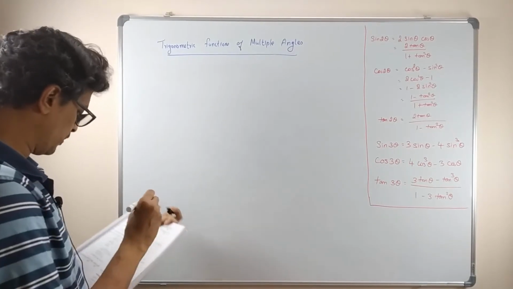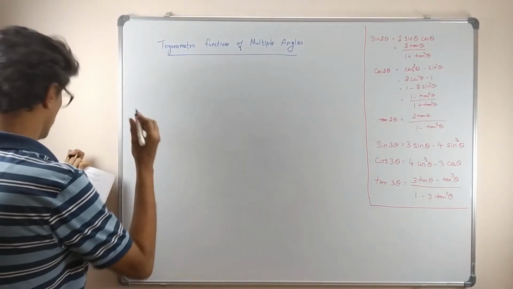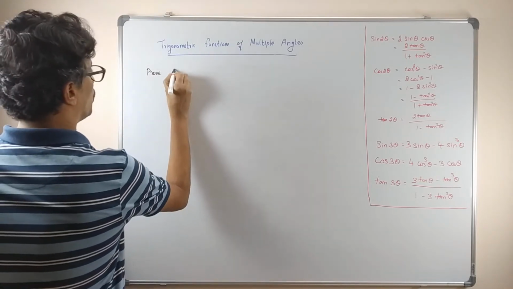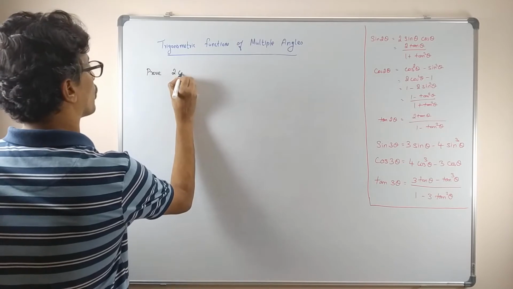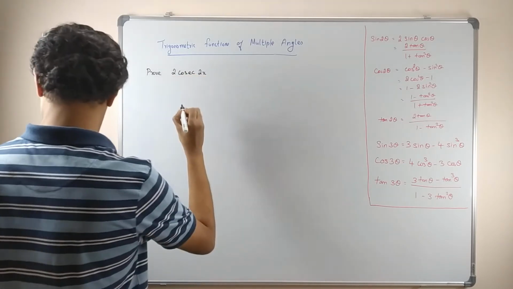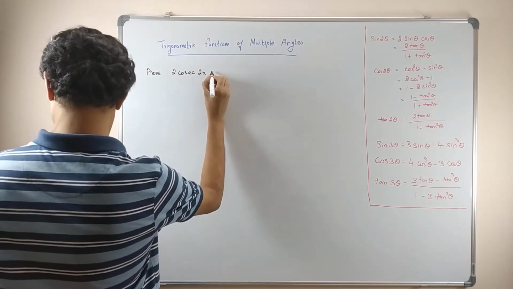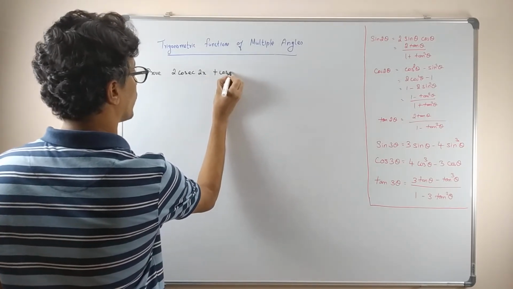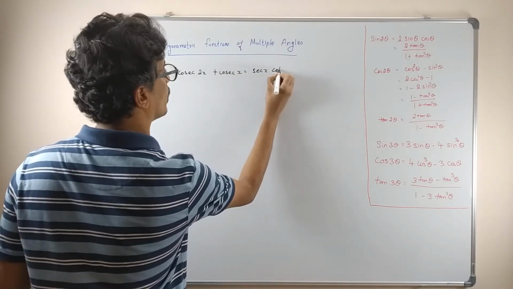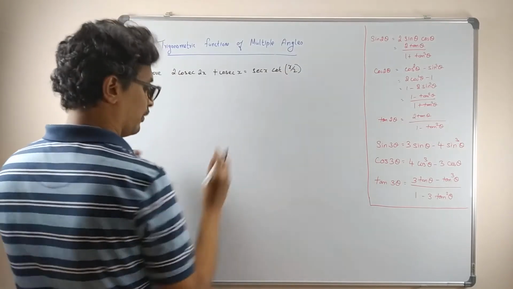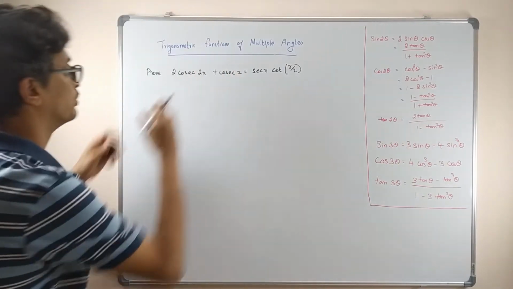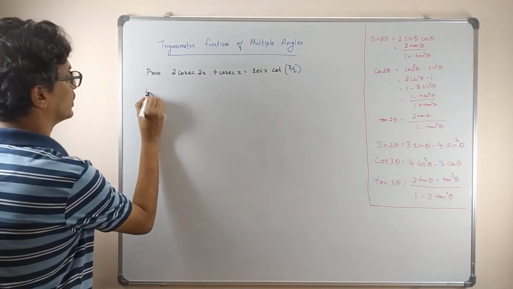Let us do this problem. One more problem: prove that 2 cosec 2x plus cosec x equals secant x cot x by 2. So we have the x by 2 formula. Somehow we have to bring in the x by 2. So let us take the LHS.